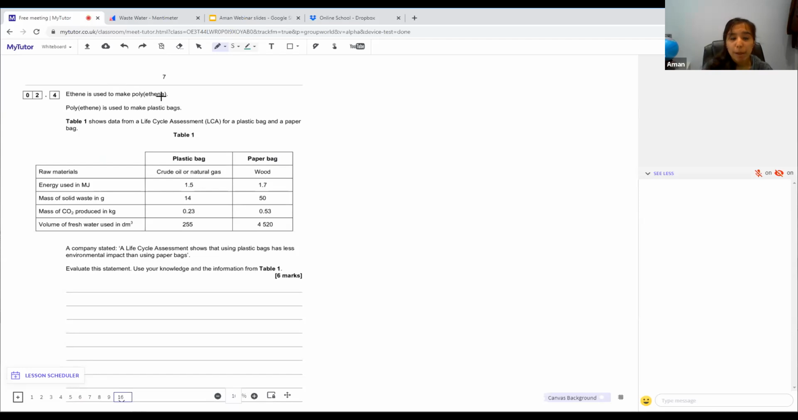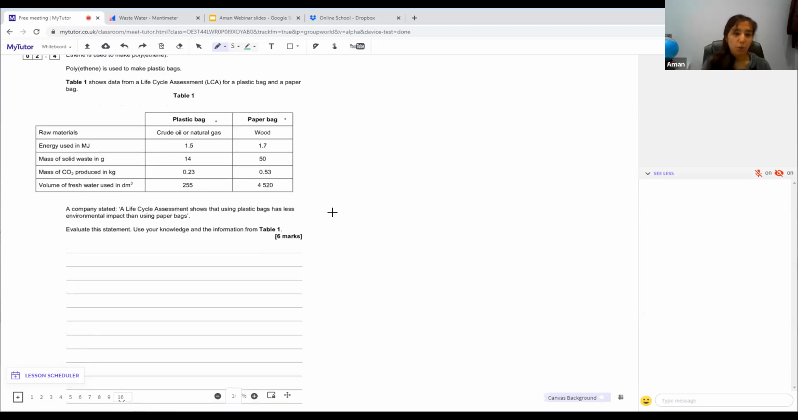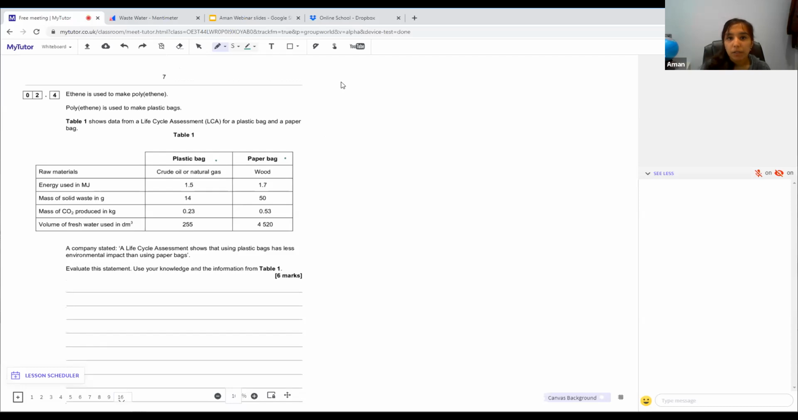So ethene is used to make polyethene. Polyethene is used to make plastic bags. Table 1 shows data from a life cycle assessment for a plastic bag and a paper bag. A company stated a life cycle assessment shows that using plastic bags has less environmental impact than using paper bags. Evaluate this statement. Use your knowledge and information from table 1. So what does evaluate mean?